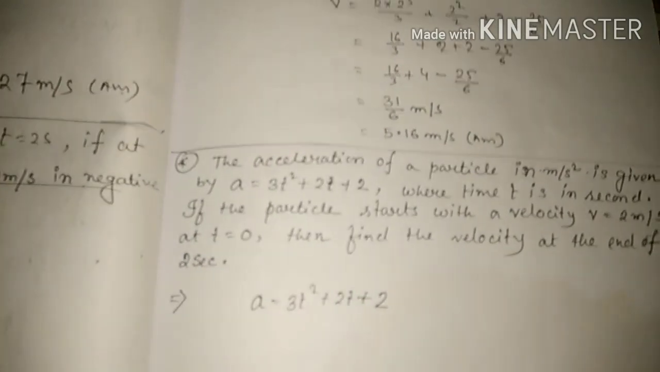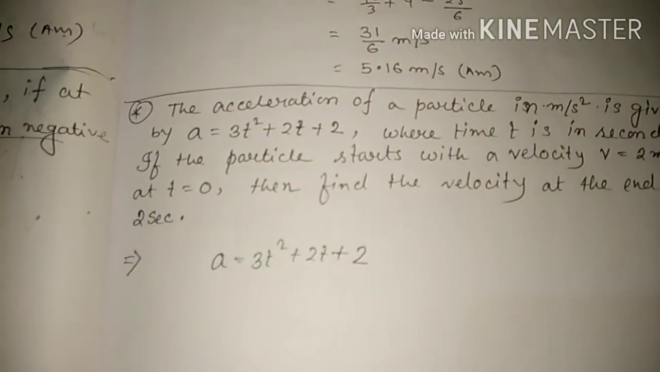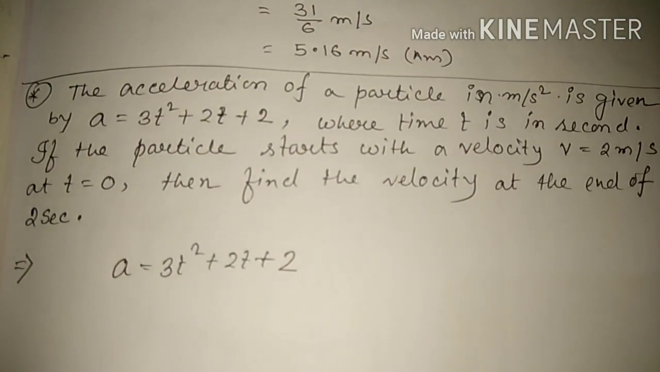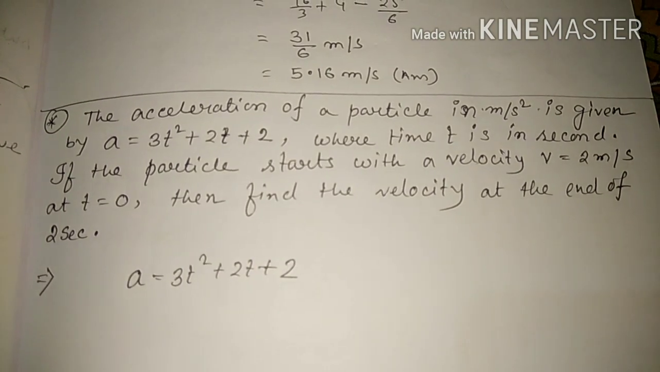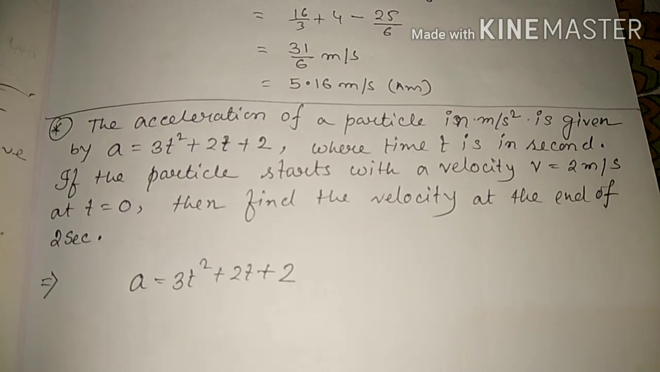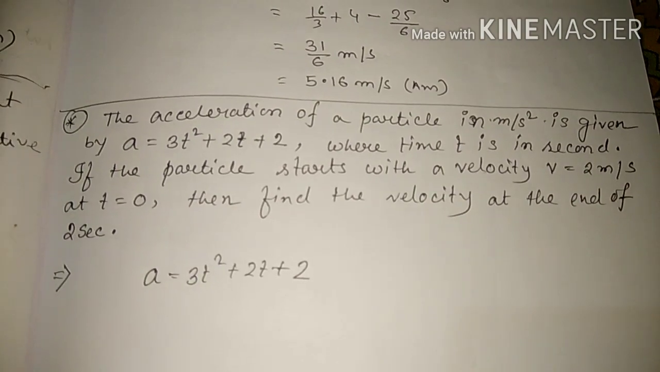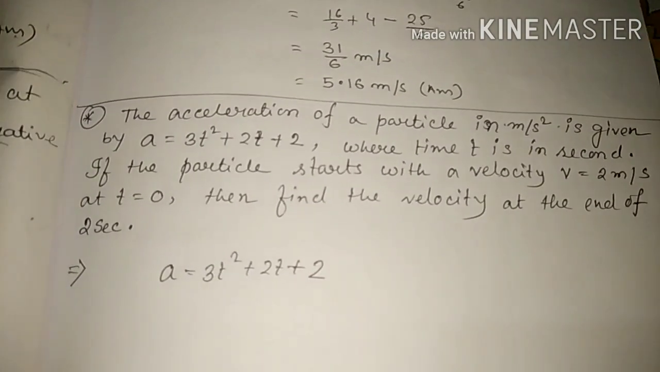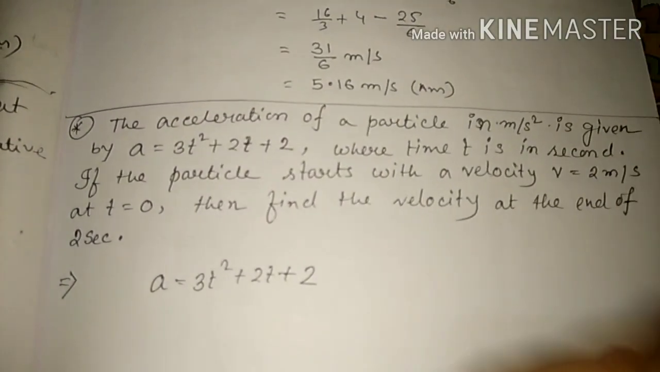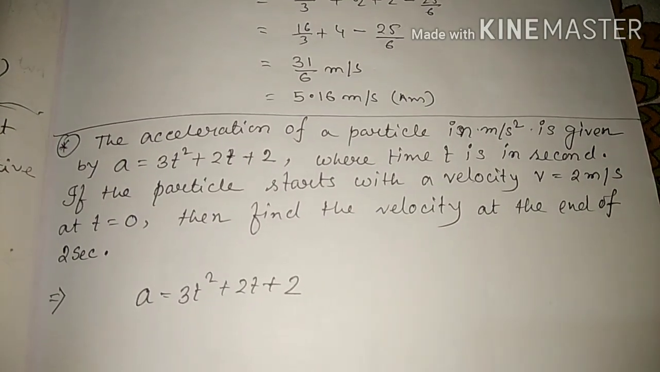Another one, the last problem of today's class. Okay, the last problem. The acceleration of a particle in meter per second square is given by a equals 3t square plus 2t plus 2, where time t is in seconds. If the particle starts with a velocity v equals 2 meter per second at t equals 0, then find the velocity at the end of 2 seconds. Okay, so first we find the information, because here we easily understand this is an indefinite integration. We have the constant term c.